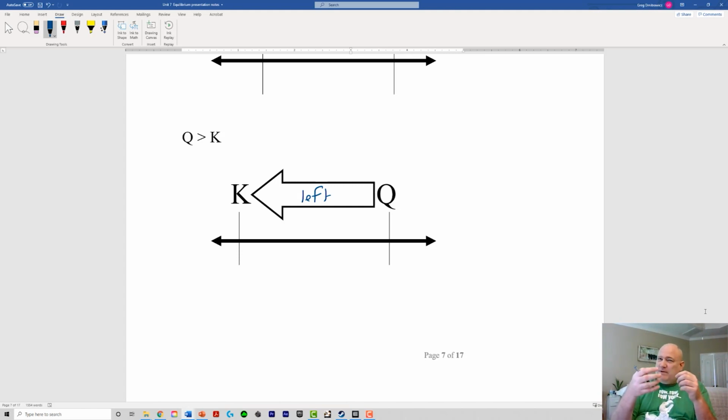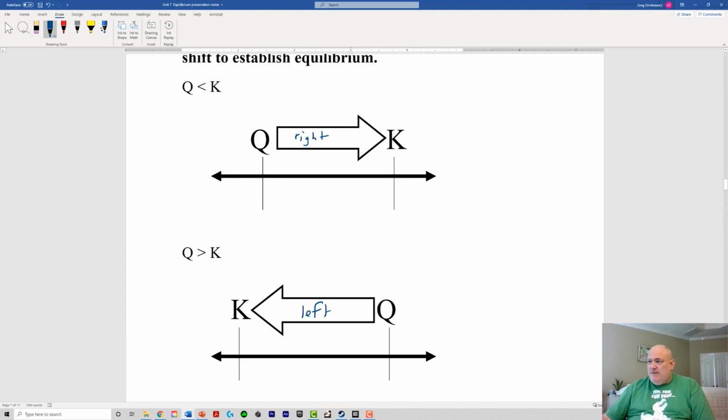Now, whether our Q is bigger than our K or our Q is less than our K will determine which direction our reaction will have to shift to get back to equilibrium. And remember, that's the most important thing. Our reactions want to shift to get back to equilibrium. So if you remember this table, or the number line, it'll remind you which direction we have to shift once you solve for our Q.